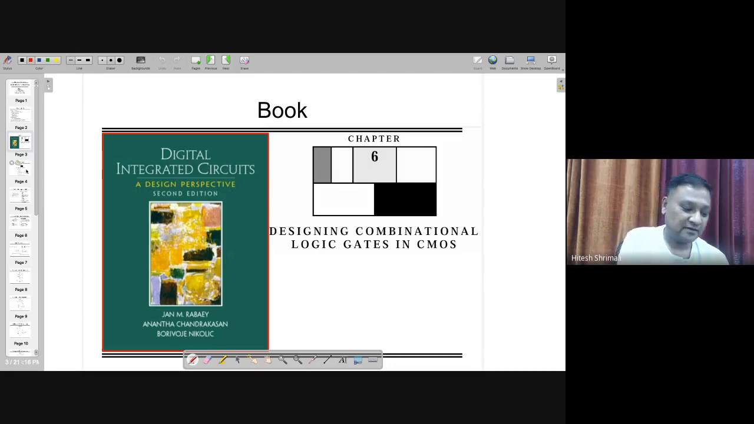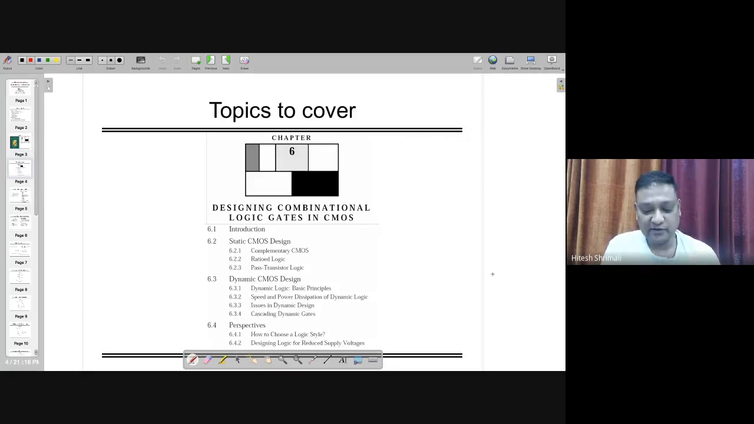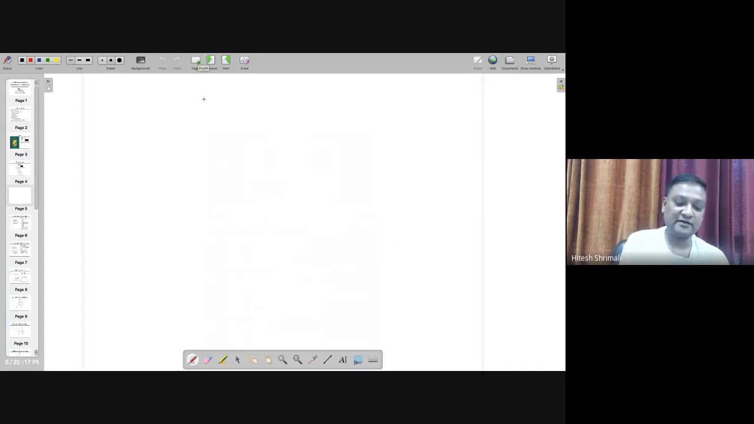In this particular chapter, various topics are given, like static CMOS design of combinational logic and dynamic CMOS logic. When it's static, you don't have any clock input, or it's not working on a clock. Whereas dynamic will have some clock, or the output changes when you want. Other than that, there are a few more things which are very important to understand.